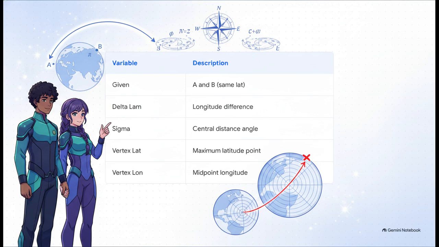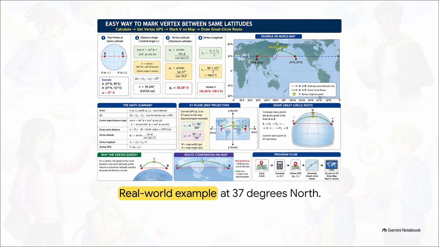By just taking our starting coordinates and our longitude difference and feeding them into a central distance angle formula, we can pinpoint the exact peak of our curve. With just a few elegant lines of spherical math, mostly just relying on the predictable relationships of sines and cosines, we've got our vertex. Let's ground this in a real-world example.